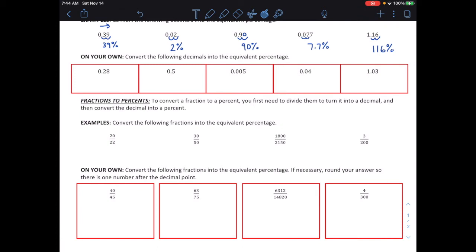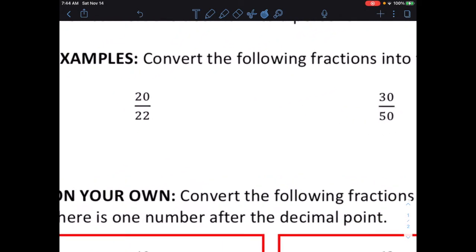All right, the next thing we want to talk about is fractions. Everybody's favorite thing, fractions. So we're going to take fractions and convert them to percents. This is where we combine everything into one. We're going to convert a fraction into a decimal, and then a decimal into a percent. So we have to grab a calculator for these because we need to do a little division.